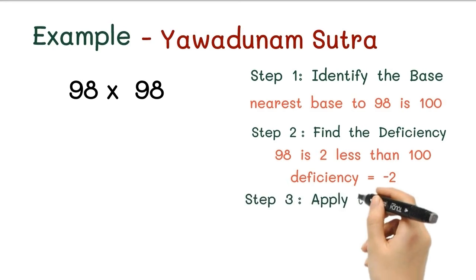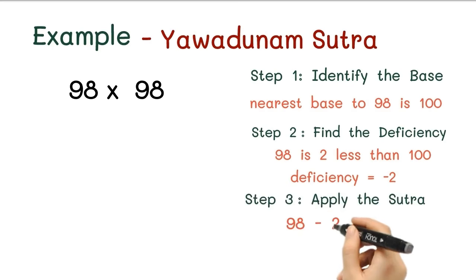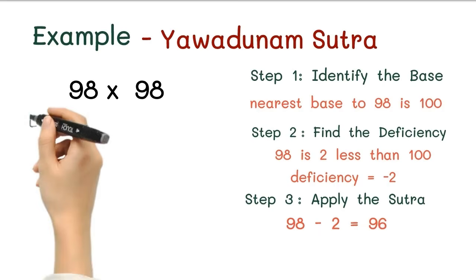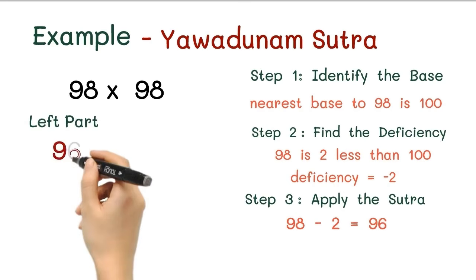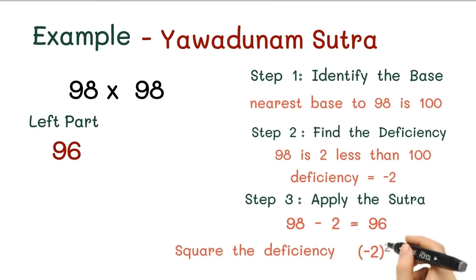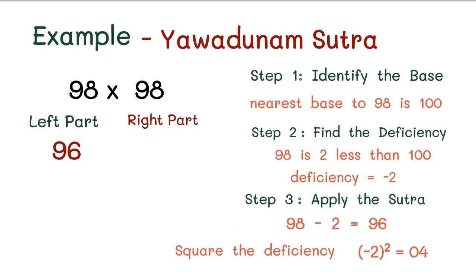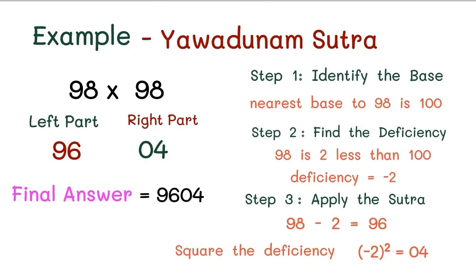In step 3, apply the sutra. Subtract the deficiency from the number. 98 minus 2 equals 96. This is the left part of the answer. After that, square the deficiency. Minus 2 squared equals 4. This is the right part of the answer. In this way we got the final answer, equals 9604.